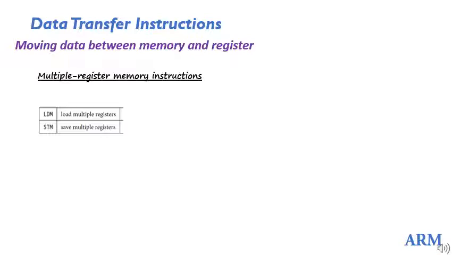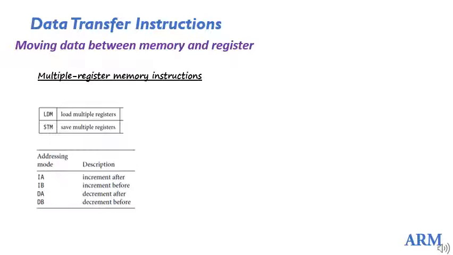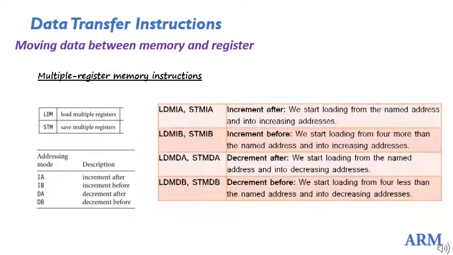These two multiple register memory instructions are combined with the four addressing modes, namely IA, IB, DA and DB. IA stands for increment after, IB is increment before, DA is decrement after, and DB is decrement before. So by combining this LDM STM with these addressing modes, we'll get a set of 8 instructions like this. So with increment after, we'll get LDM IA and STM IA.